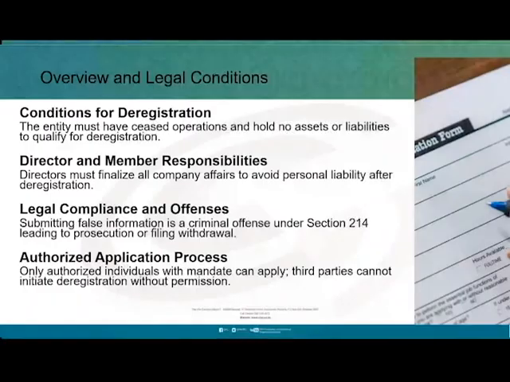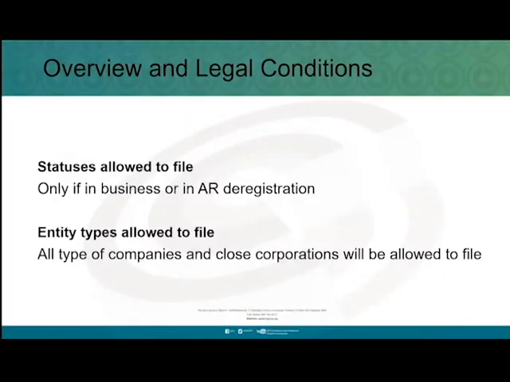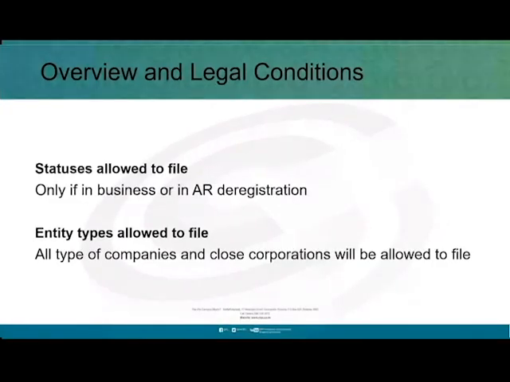What statuses are allowed to file for the voluntary deregistration? If you have an in-business status, an O3 status, or even an AR deregistration (annual return deregistration), the system will allow you to file the voluntary deregistration. In the case of an AR deregistration, the system will switch over to a voluntary one, and the voluntary process will start anew once it's triggered.